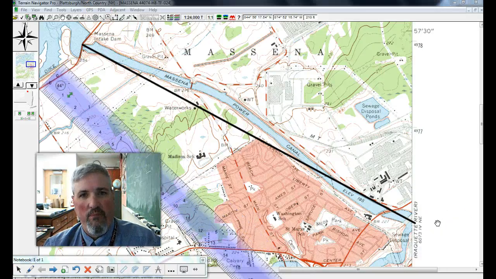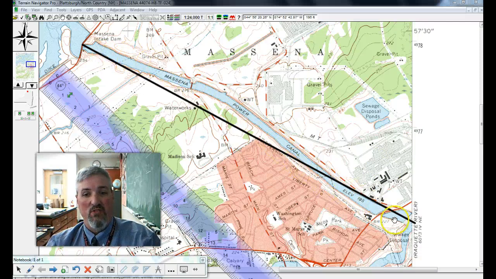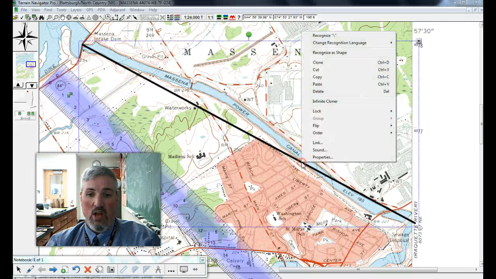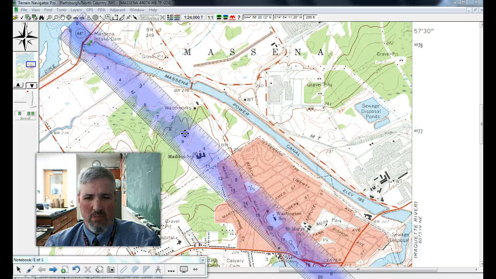What's the problem with that? Well, the problem is this line is a straight line. If you look, the canal doesn't follow a straight line, so you can't measure it using that. So what we're going to do is cut that out here, and you're going to need to measure it in sections or legs. Sometimes you'll say, well, it jogs. I'll show you what I mean by jogs.